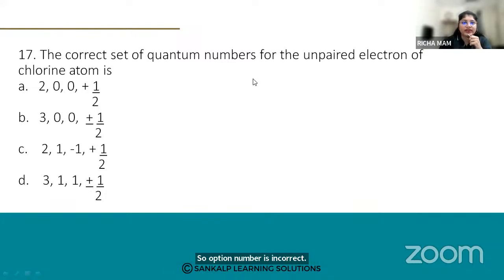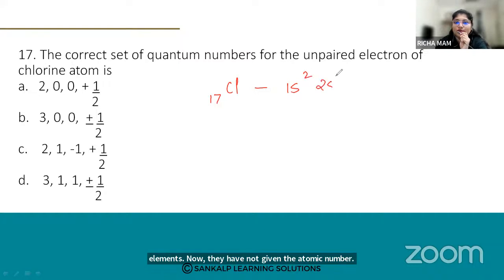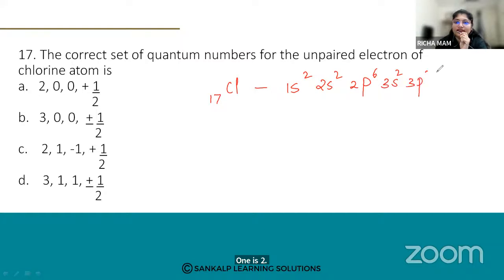Next one, same way: the correct set of quantum numbers for the unpaired electron of chlorine atom is. So they have asked for chlorine. Okay, find out for chlorine. Chlorine atomic number is 17. Now here you can see that last time they had given the atomic number, so you need to know the atomic number of some of the elements. Now here they have not given it. So chlorine is 17. Write down the electronic configuration: 1s2, 2s2, 2p6, 3s2, and 3p5.